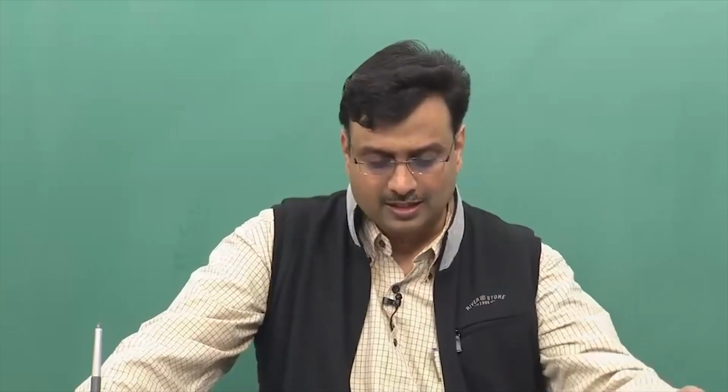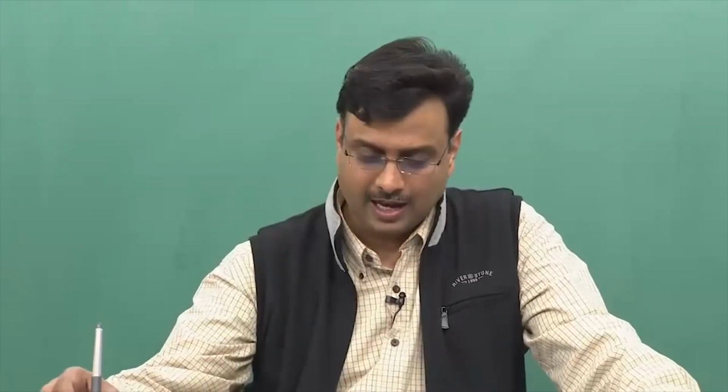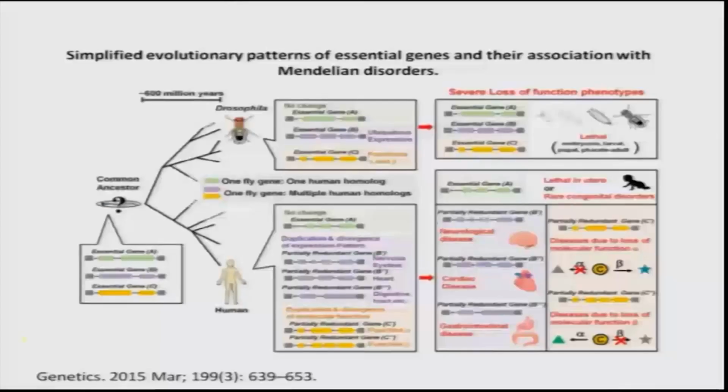There are many that show extremely high conservation. That is what's shown here. Now you can see here, for example, wherever you have this green color arrow bars that represent one gene in fly and one human homolog, and then what happens to such conditions. So there are genes that are called essential genes. If you delete the gene, then the fly doesn't develop, and the same thing happens in the case of human, with stillbirth or the embryo not surviving, and there are problems called a rare congenital problem.